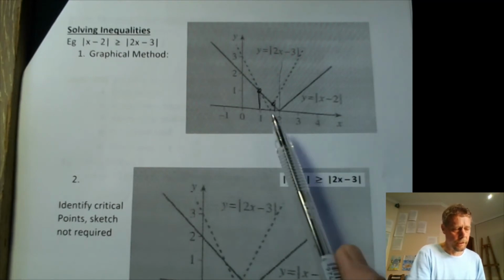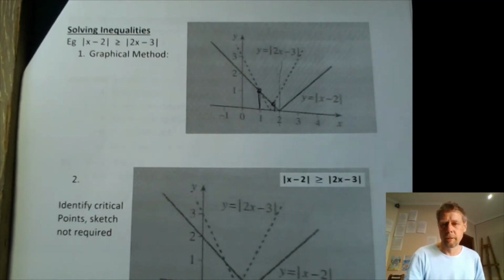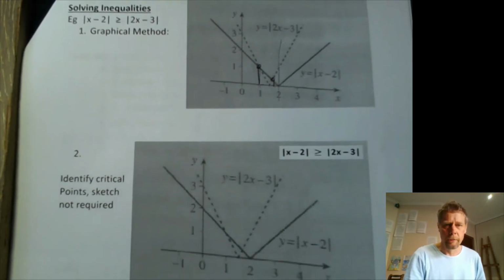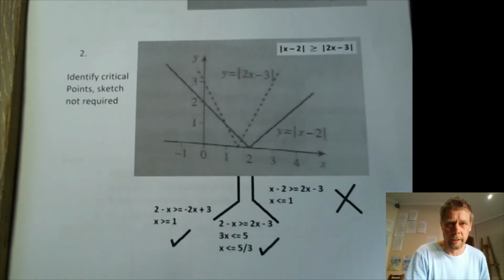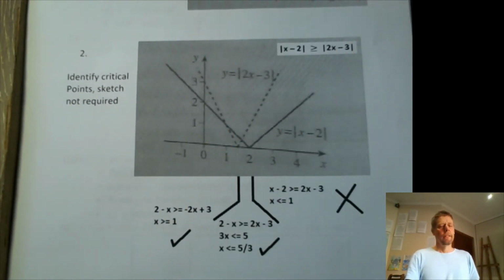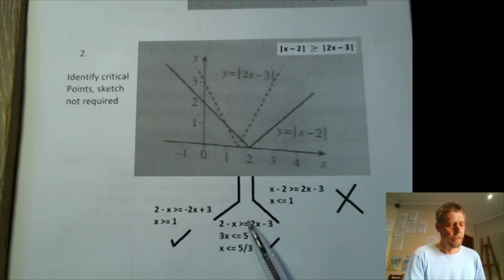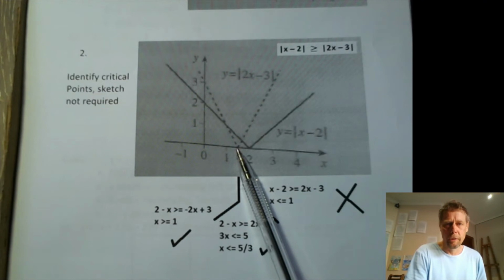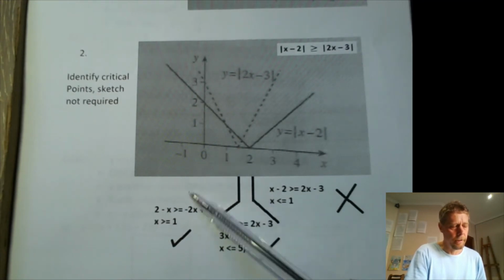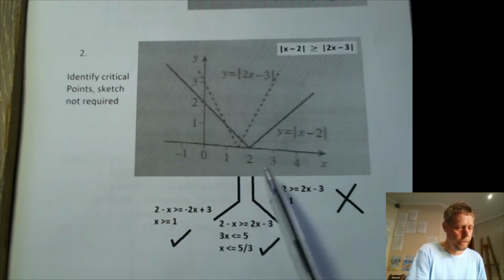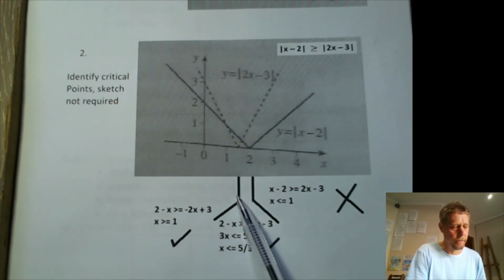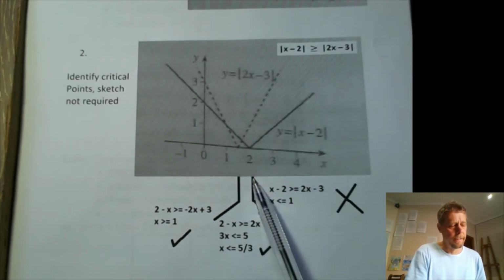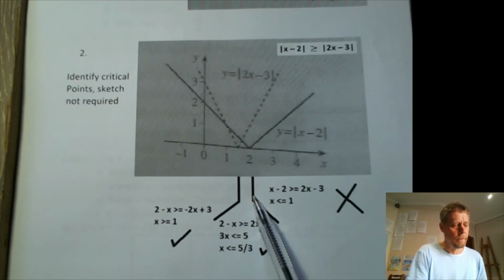So that's one way of doing it, using the graphical method. I must confess it's not my favorite method. You have to read things off a graph and you don't always get the right value. Here's another way. So first of all, we're going to identify the critical points. We already said that the first point is 1.5. That's the critical point for the mod of 2x minus 3. Now we don't need to draw this graph. We just need to know our critical point is at 1.5 for the first one, and at x equals 2. Now we have 3 zones here.